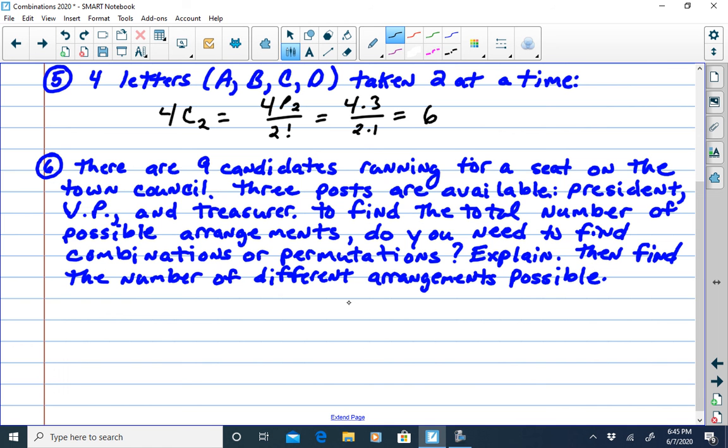Well, one of the key words there is arrangements. And arrangements is one of those key words that let you know you're looking for a permutation. But the other thing you should understand is that, right, the president, the vice president, and the treasurer, the order does matter, because vice president is different from being president. So we're talking about a permutation. So if we have 9 candidates and we're taking them 3 at a time, it's going to be the first 3 factors of 9 factorial. So it's going to be 9 times 8 times 7, and that's going to be 504 possible arrangements there.